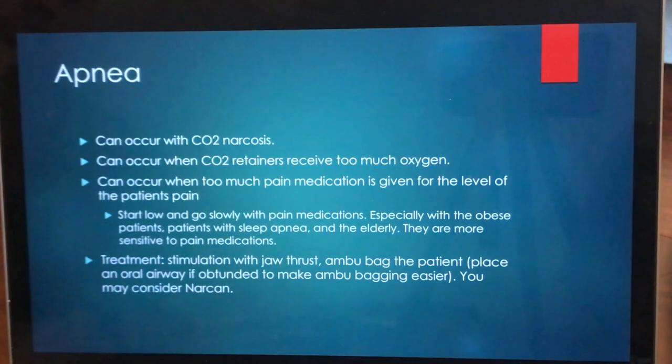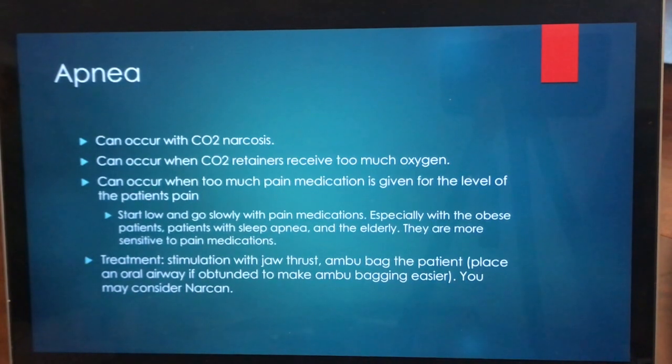Apnea. Apnea is a very common occurrence in the recovery room. It can occur with CO2 narcosis. It can occur when CO2 retainers receive too much oxygen. It can occur when too much pain medication is given for the level of the patient's pain. The most common time it occurs in the recovery room is when we've over-medicated the patient.